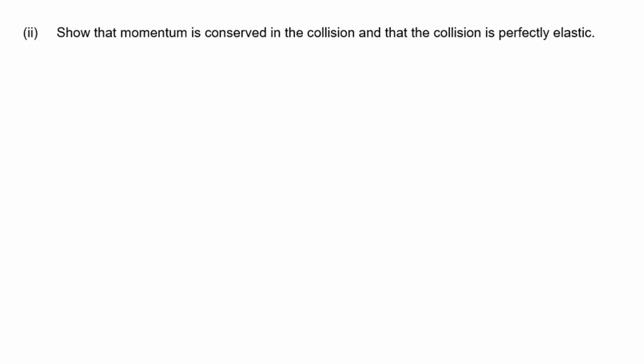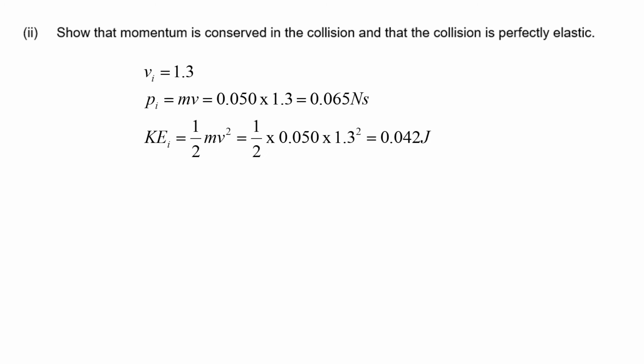Okay, so now show that momentum is conserved in the collision, and that the collision is perfectly elastic. So first of all, let's express the initial conditions. The initial velocity of the golf ball is 1.3. So the initial momentum of the system would be 1.3 times the mass of the golf ball. The other ball doesn't have any momentum. Likewise, the other ball doesn't have any kinetic energy. It's only the golf ball that has kinetic energy, which we can calculate.